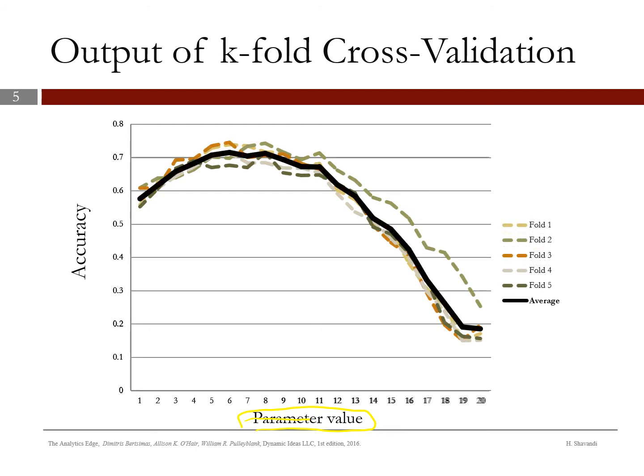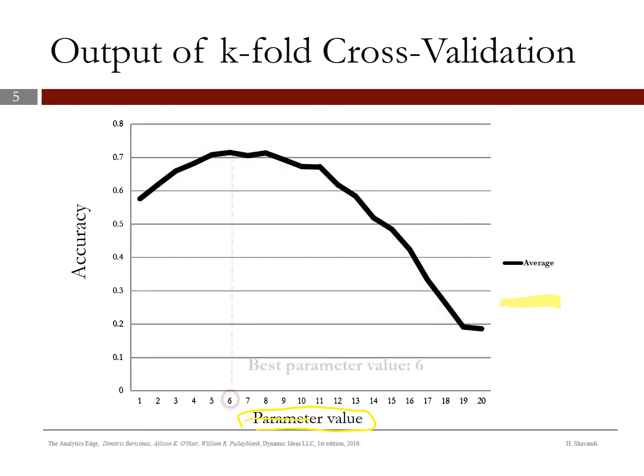So the black one here is the average over the 5 folds, and by having this average, we can see what's the best level for our parameter. So by considering the maximum level of the accuracy, I mean the average accuracy here, we see that the value of 6 is the best value of our parameter. Okay.